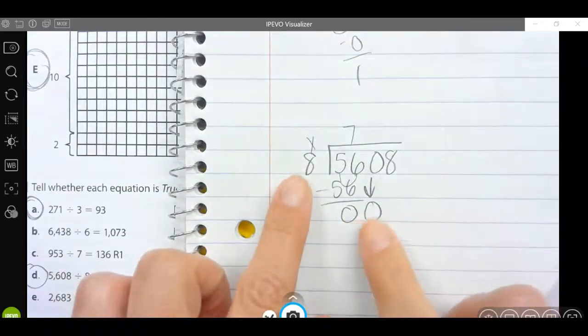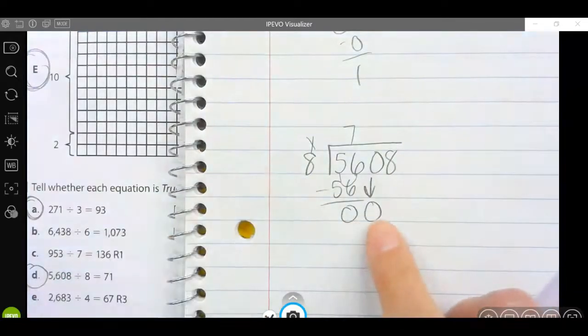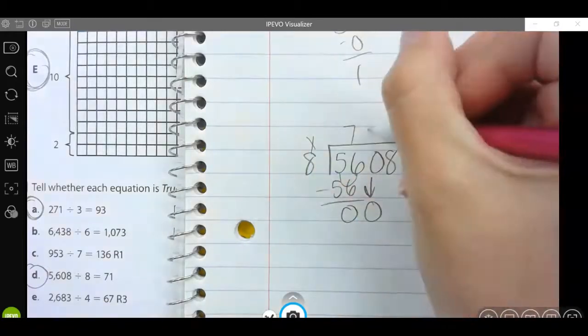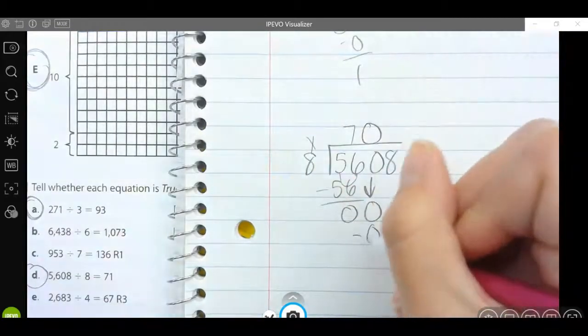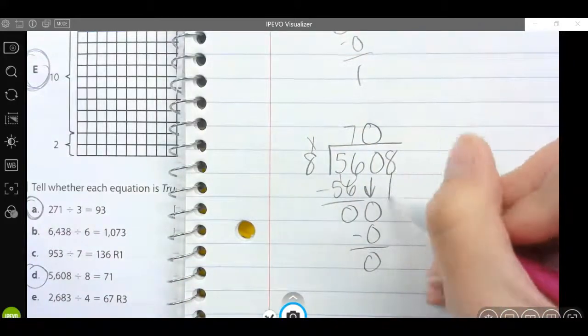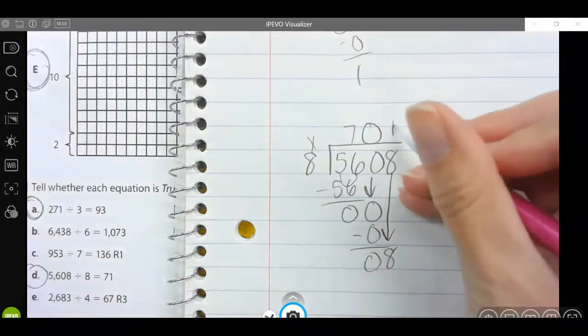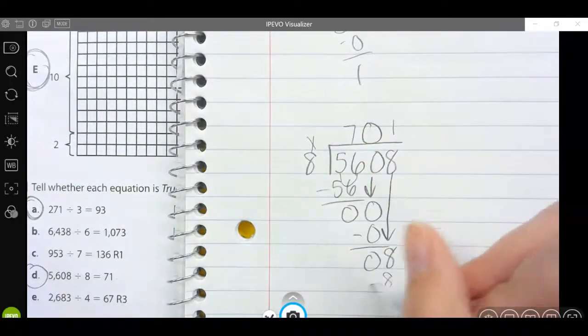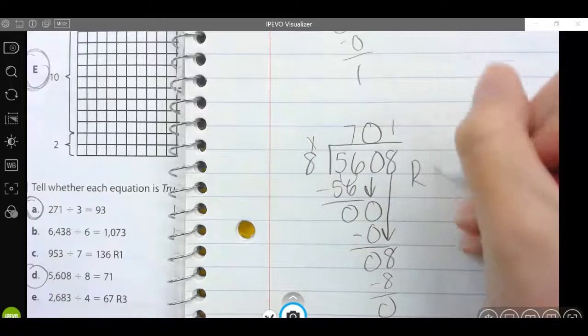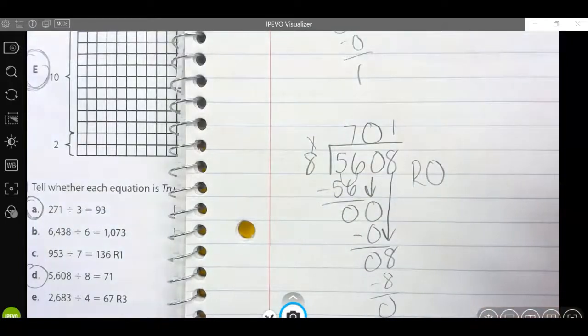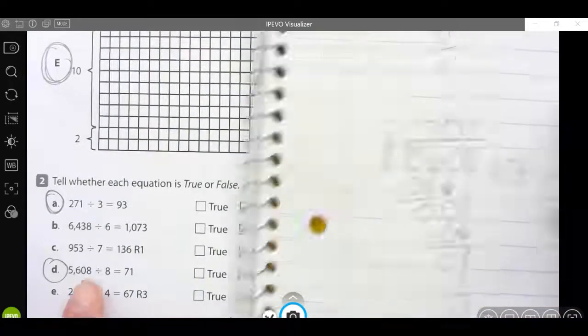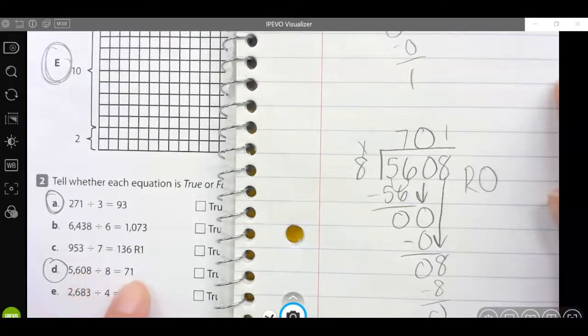And then I bring down the 0. So what I have here is the number 0 that I'm working with. Does 8 times anything give me 0? No. So I put a 0 up here. And we have another 0. Now I finally bring down the 8. 1. 1 times 8 is 8. Do I have a remainder? Remainder 0. So would you say that D is true or false? False.